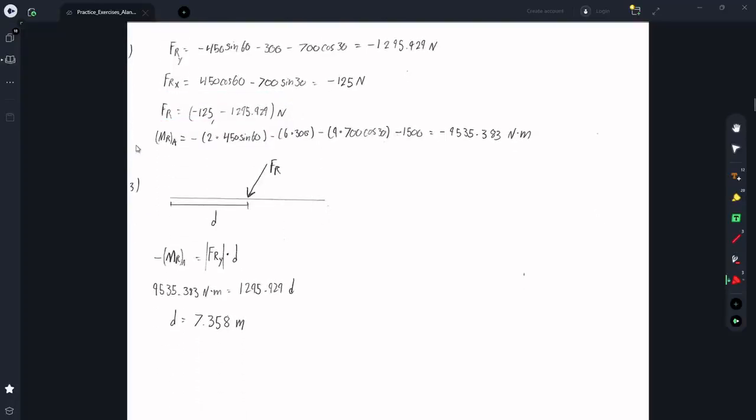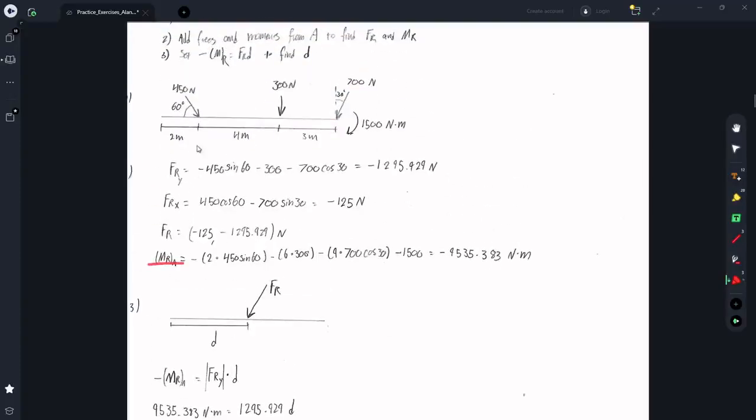So here is the sum of the moments. The sum of the moments from A, so the first one is going to be this 2 meters times the y component, which we said was negative 450 sine 60, and that causes a clockwise moment, so it's negative. The next one is 2 plus 4 meters for the moment arm, and then down 300 newtons, and that's again a counterclockwise rotation, so it's negative. This one, same deal.